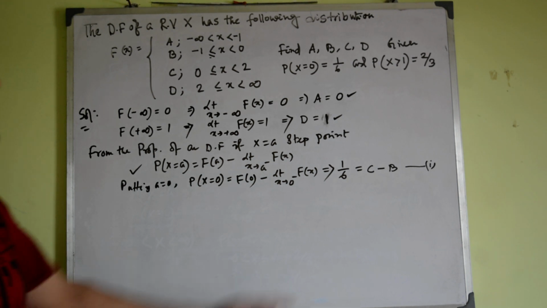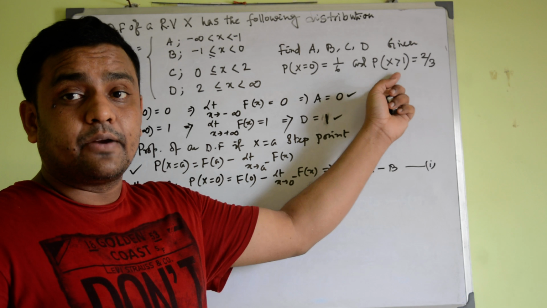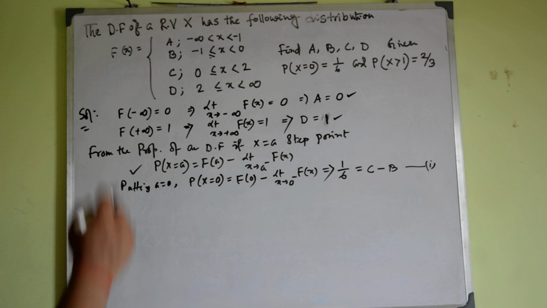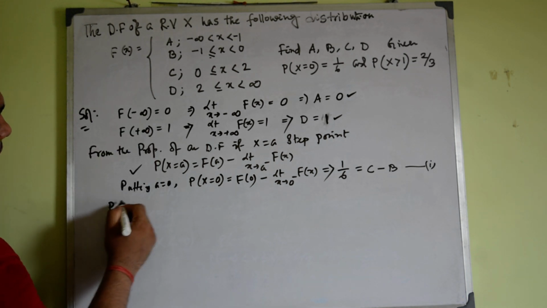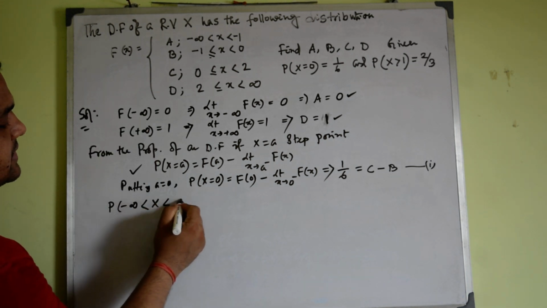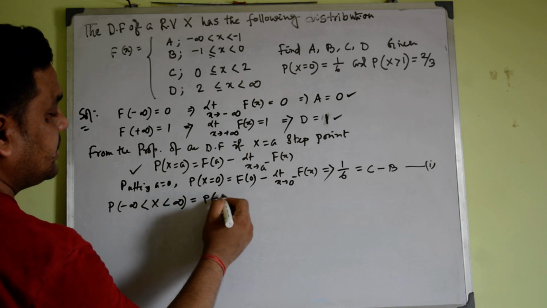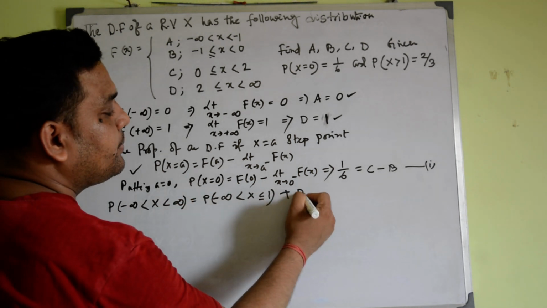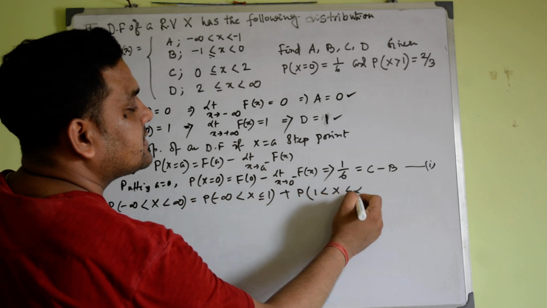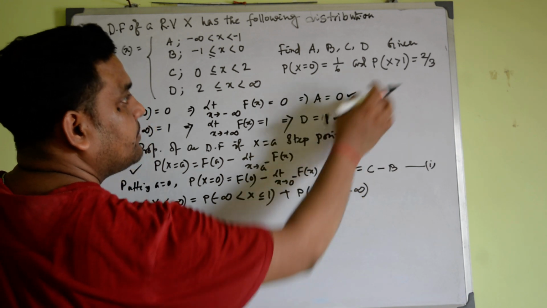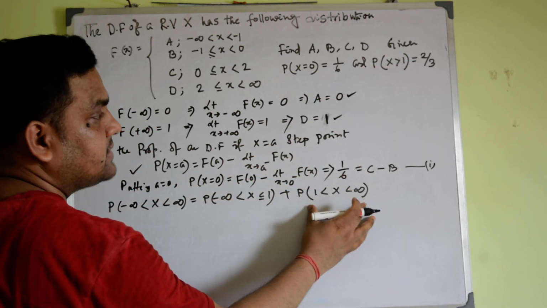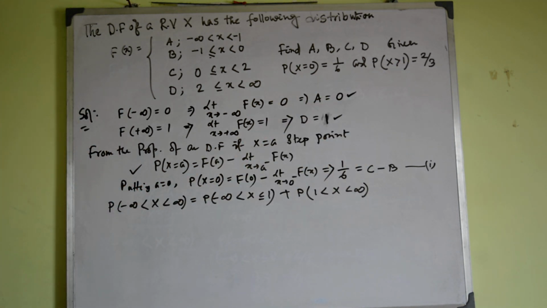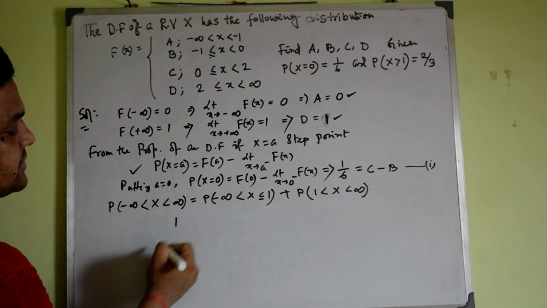Now also one probability value is given here. P(X > 1) is equal to 2 by 3. Using that concept, we can write P(minus infinity < X < plus infinity) equals P(minus infinity < X <= 1) plus P(1 < X < infinity). That last interval means P(X > 1). Minus infinity to plus infinity contains the whole sample space, so P(S) is equal to 1.